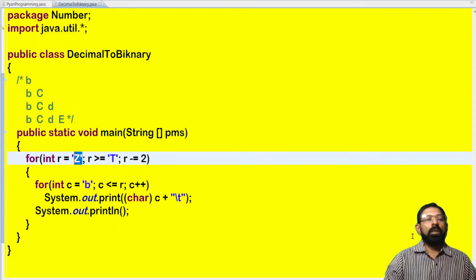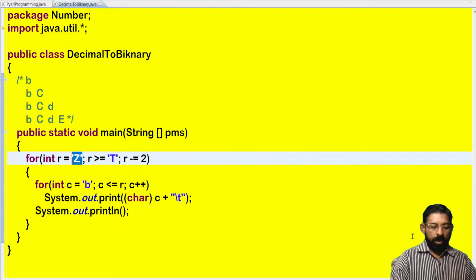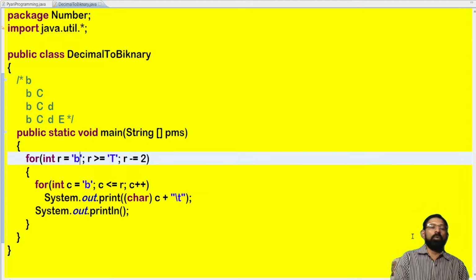Okay. Then it is equal to B. R is equal to B. Row will start with B and will end at the row condition.